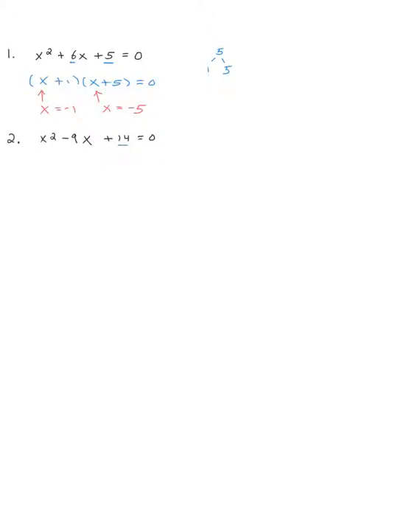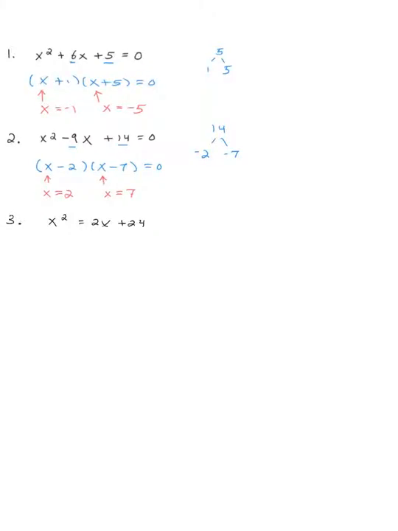Okay, looking at factors of 14 that add to -9, it would have to be a -2 and a -7. So this thing factors as x minus 2 times x minus 7. And the places where those two factors are 0 are x is equal to 2 and x is equal to 7.